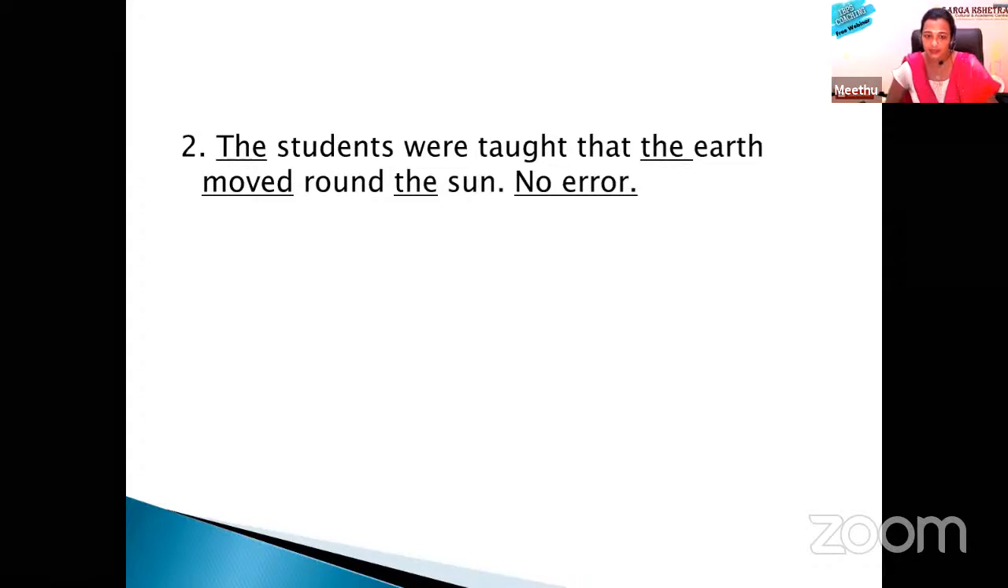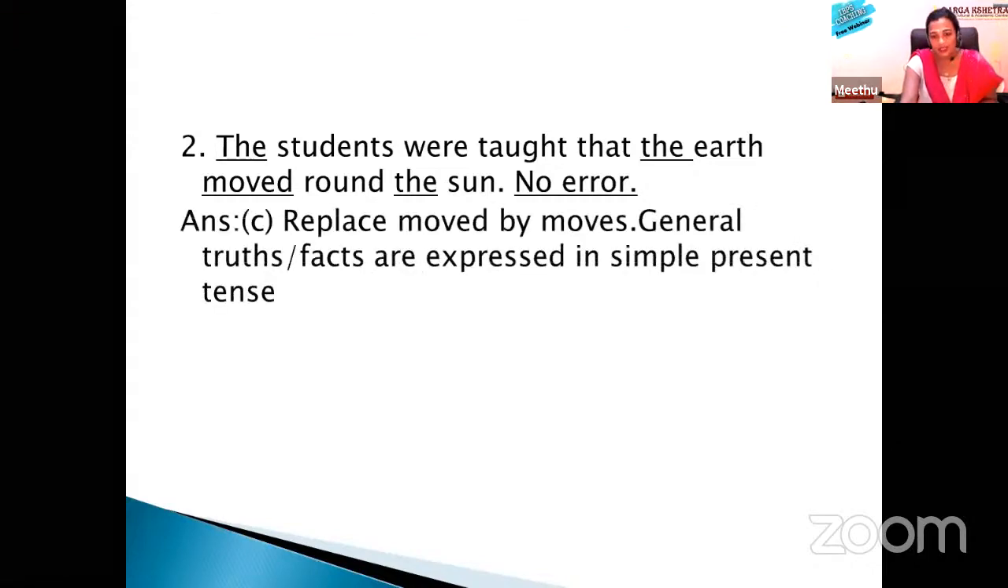You can see different parts of the sentence are underlined. The students were taught that the earth moved around the sun. I repeat, the students were taught that the earth moved around the sun. The correct answer is to replace moved by moves. So the third part is the error, because when general truths or facts are expressed, it should be in simple present tense.